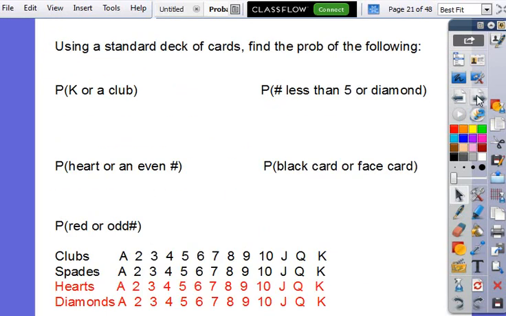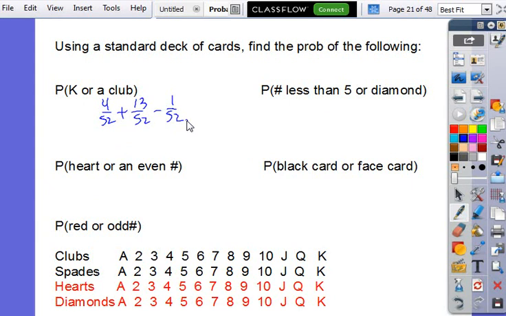So what's the probability of getting a king? 4 out of 52. Plus the probability of getting a club, 13 out of 52. Minus the probability of getting a king and a club. There's only one that's a king and a club at the same time, the king of clubs.